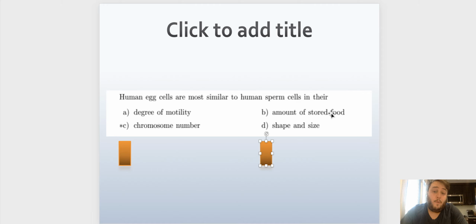And the amount of stored food. They don't really eat like that, so food is not a good term to use. So that is not correct. The only right answer is chromosome number. Okay, let's try another one.